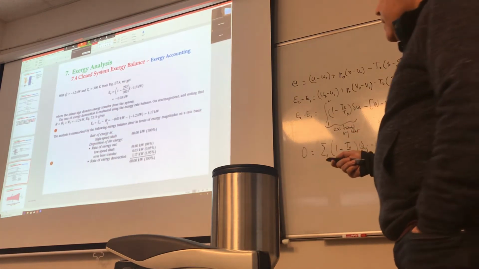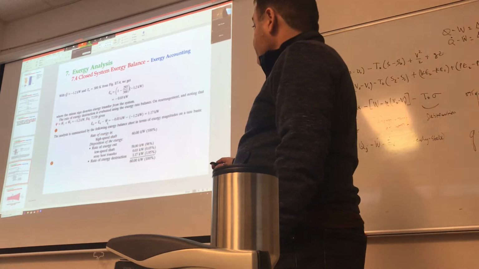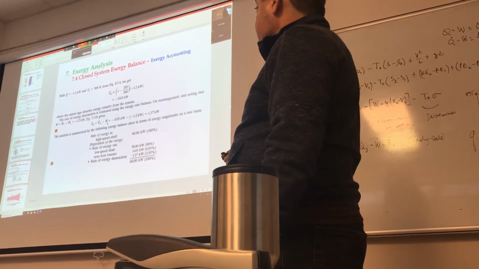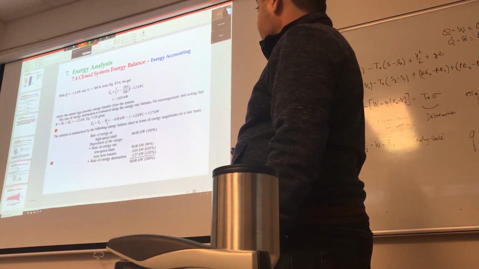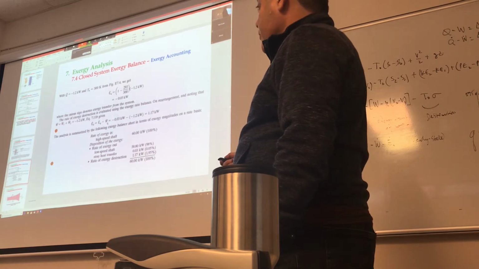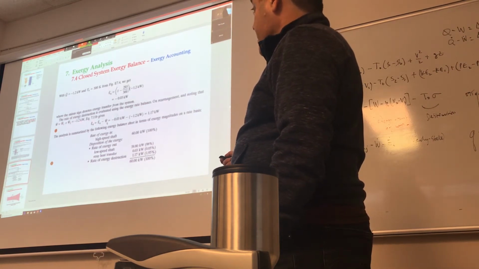Now, the rate of exergy destruction is evaluated using the exergy rate balance. Again, here you have W net is minus 1.2, as we said before.